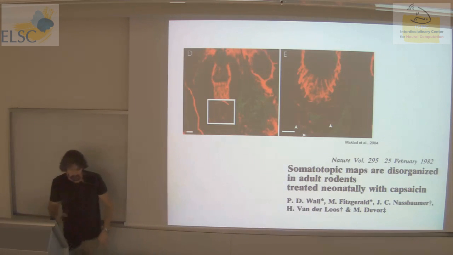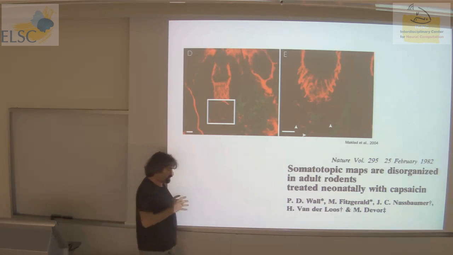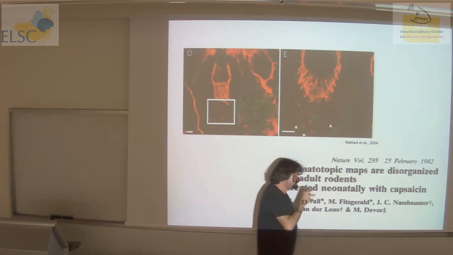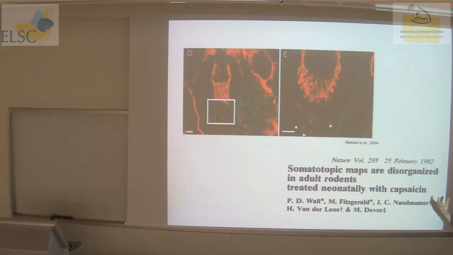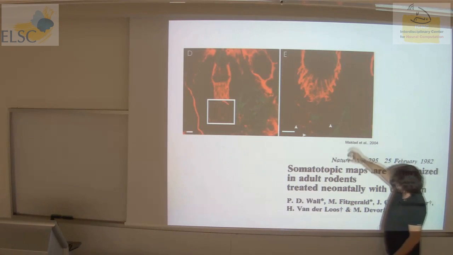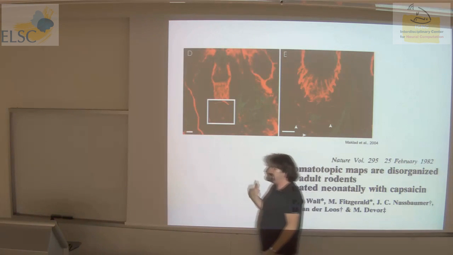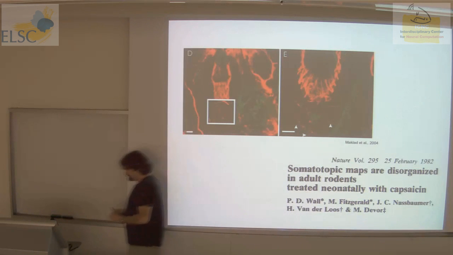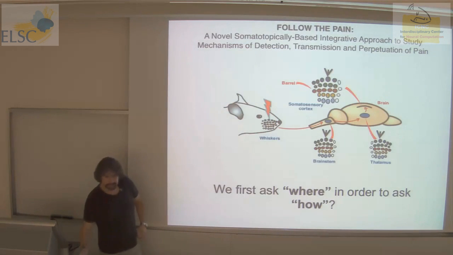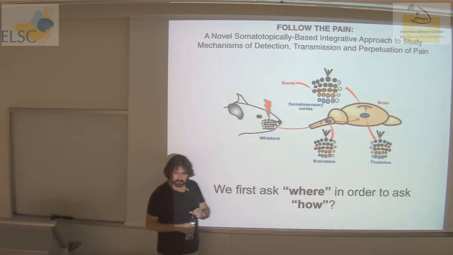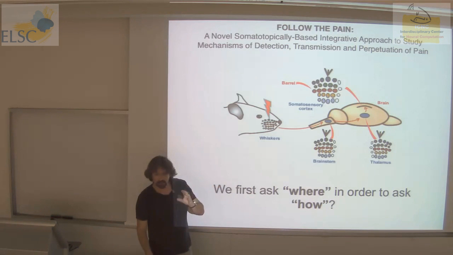Actually, when I looked a little bit deeper in the literature, I found out that reorganization of somatotopic maps after killing of these pain fibers occurs at each level, in trigeminal nucleus and in thalamus. Those pain fibers are in which part of the body? Like all the body? No, those pain fibers innervate the whiskers. Only the whiskers. Yeah.